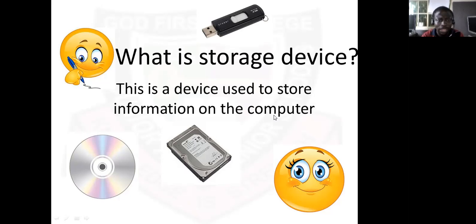Now, you can see so many pictures here. What is this? Somebody said it looks like my daddy's khaki. Is it khaki? No. This is a flash drive. You can see where my mouse pointer is dancing. Now down here, it looks like a tire. It is not a tire. It is a CD. You must have been seeing this at home. Yes, it is a CD or a DVD.